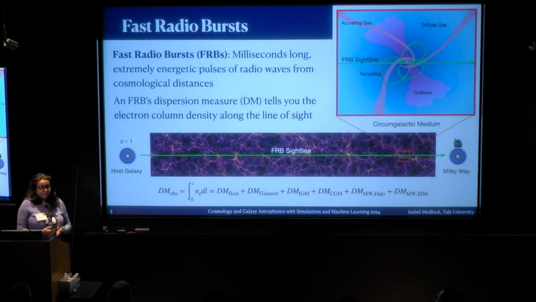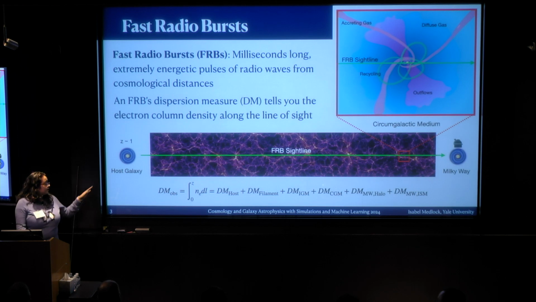Just a quick reminder of what an FRB is. They're just milliseconds-long, extremely energetic pulses of radio waves. And the main observable that we look at in FRBs is the dispersion measure, or DM. The DM tells you the electron column density along the line of sight from the host of the FRB to us. And it's also important to note that the observed dispersion measure is made up of a number of components.